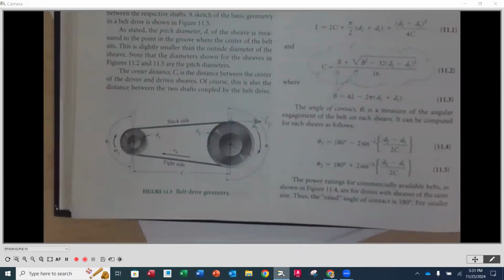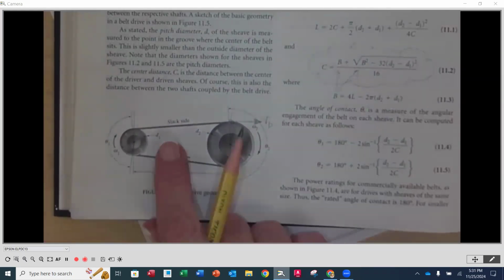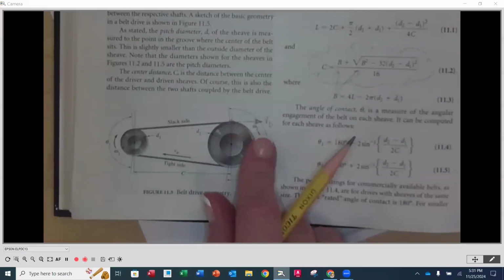These are continuous belts. There is no break in them where you take it apart, put it over the sheaves, and then click it back together. That's not how this works. This is just a continuous belt. And so we have to know what the total length is.